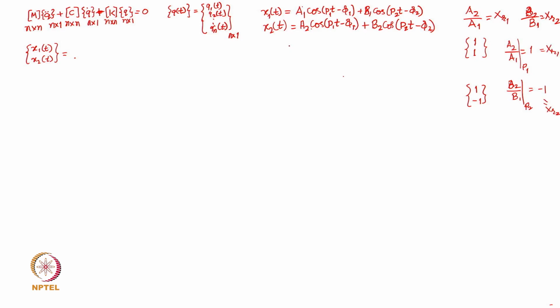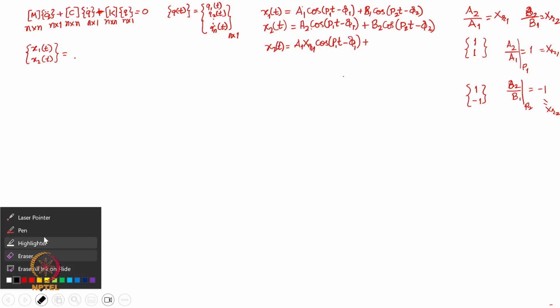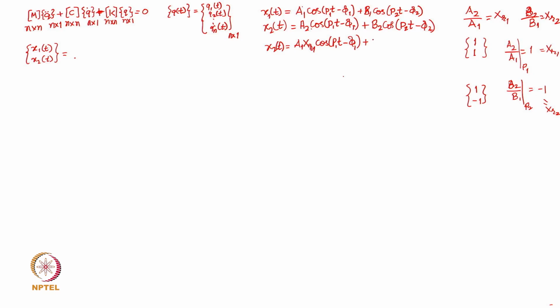Okay, that is what changes this x2 equation now. The x2 equation will be written as a1 times xr1 cos(p1t minus phi1) plus b1 xr2 cos(p2t minus phi2).